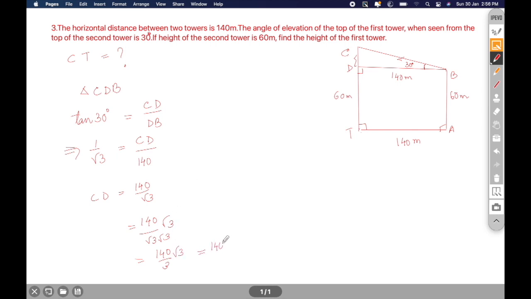So 140 by 3 into 1.732, this gives 80.829 meter. Therefore CT will be 80.829 meter plus 60 meter, giving us 140.83 meter. So this is the final answer.